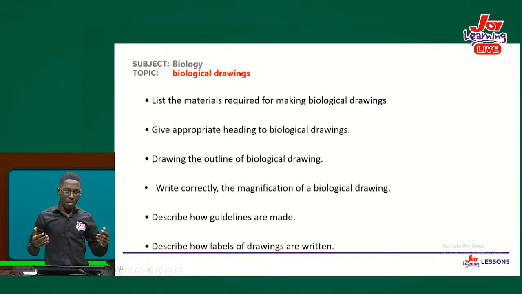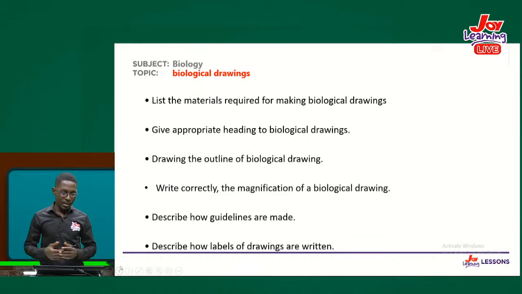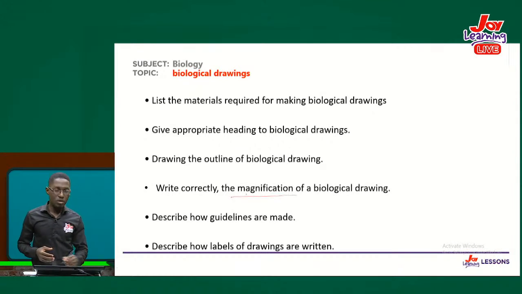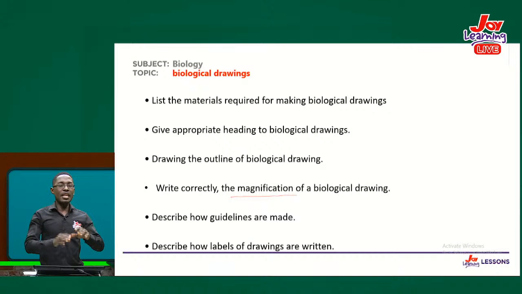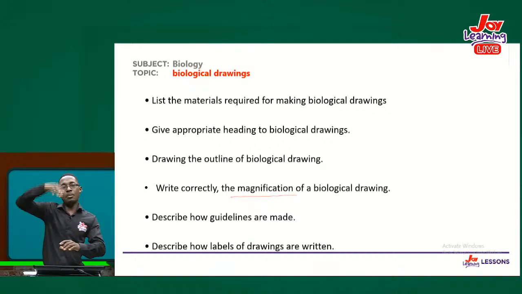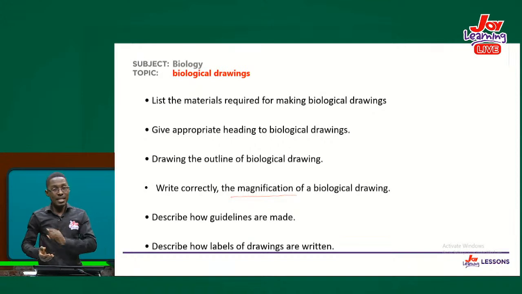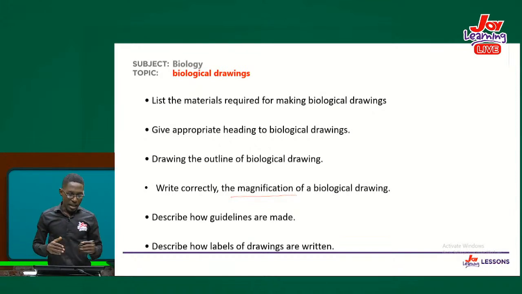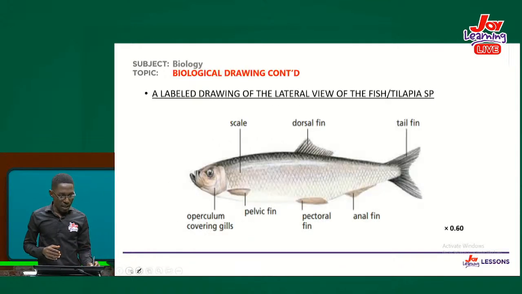Then every drawing should have an appropriate biological heading. Then draw the outline first before you add details. Then magnification. We expect you to also know how to calculate magnification. Don't do the magnification anywhere near the drawing. You can go to the back of the paper somewhere, then after that, clean it. Just bring the answer or the figure you got and write times 1 point, so and so. No centimeters, no millimeters, just times. Then rule guidelines, we'll look at all this. So let's take a drawing of the fish.